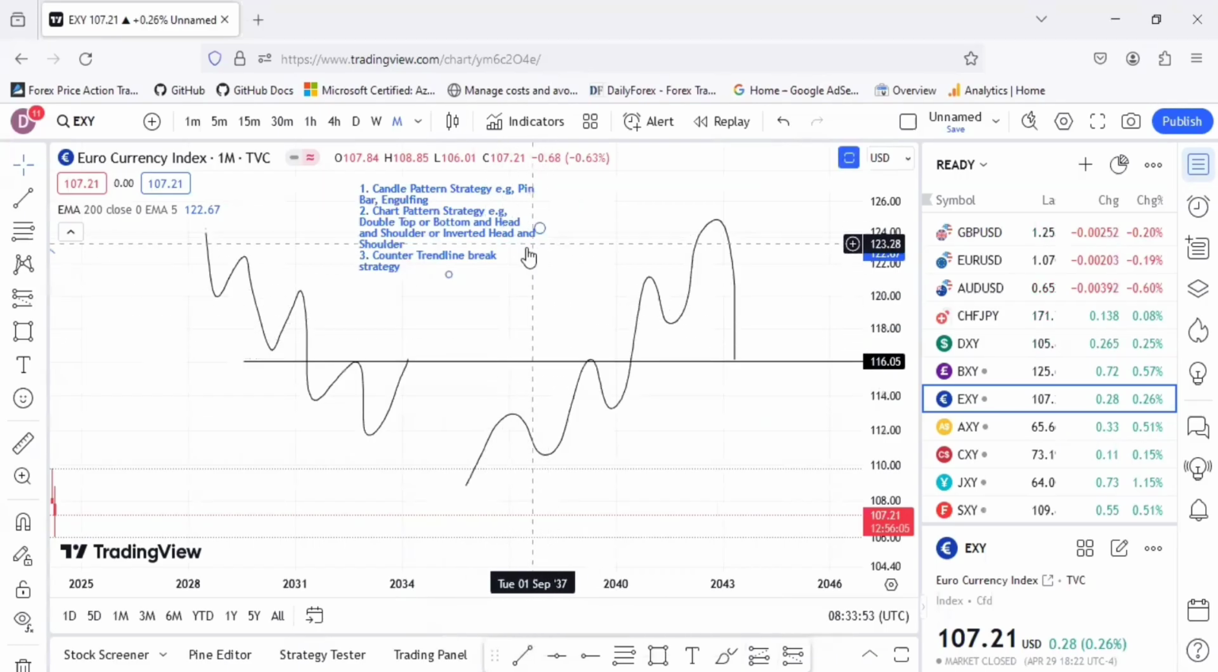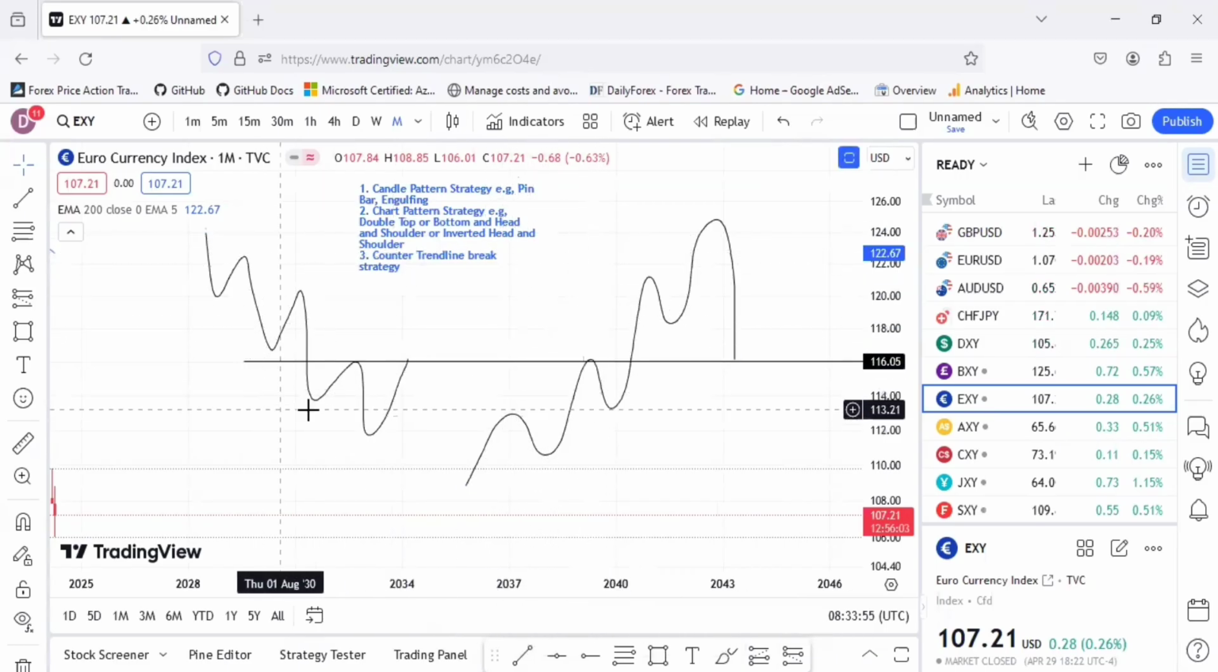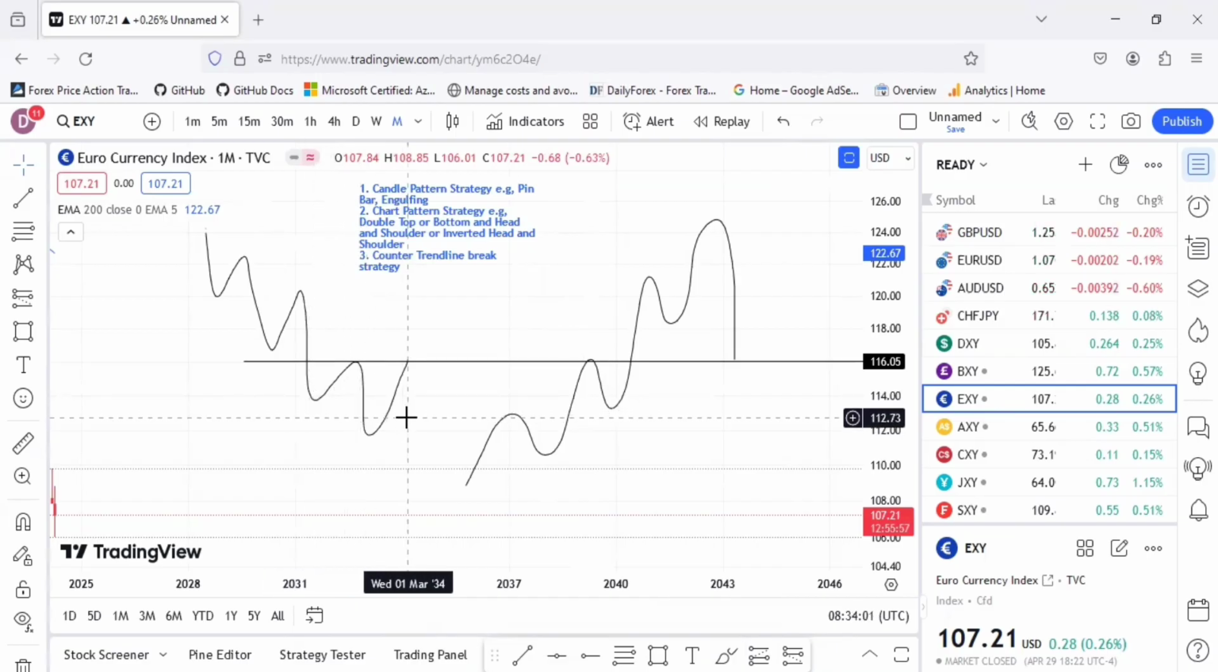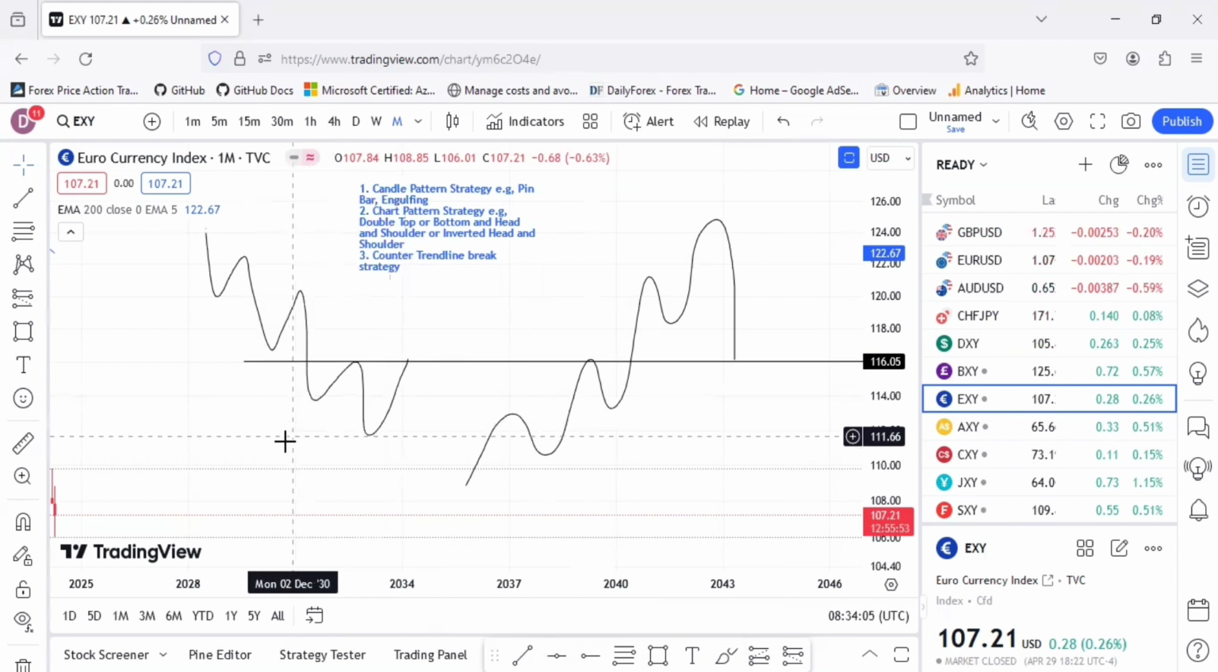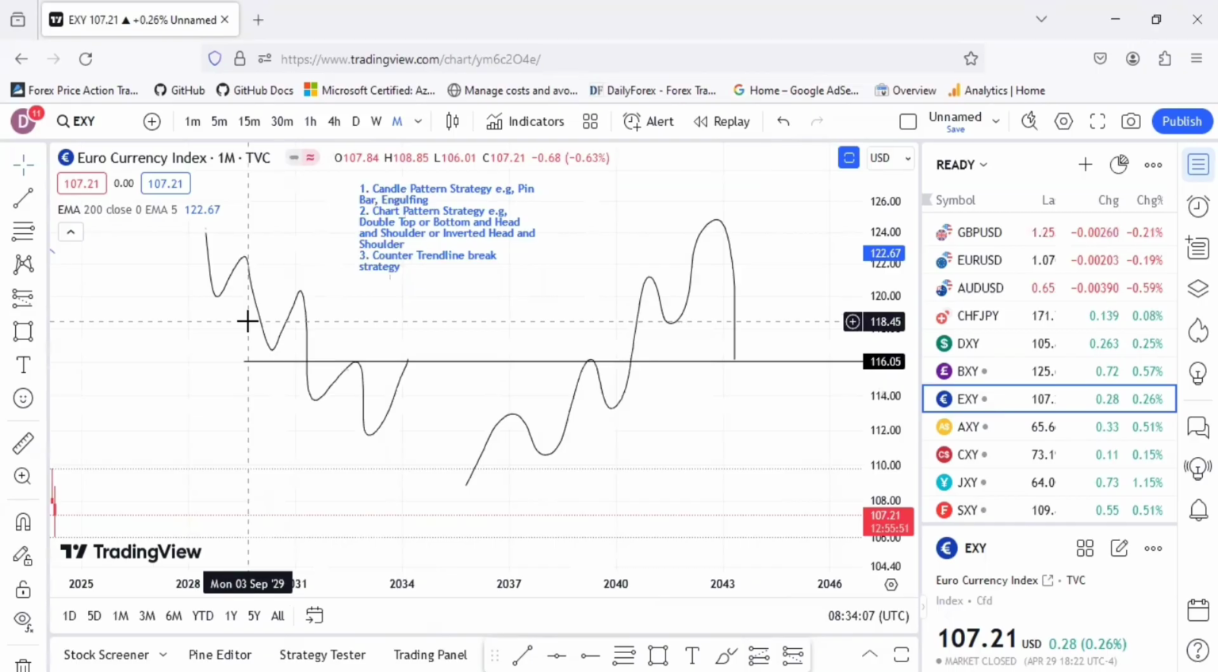So those are the two that we'll be looking at here. Now, number one, which is double top and double bottom. How do you use double top? How do you use double bottom?